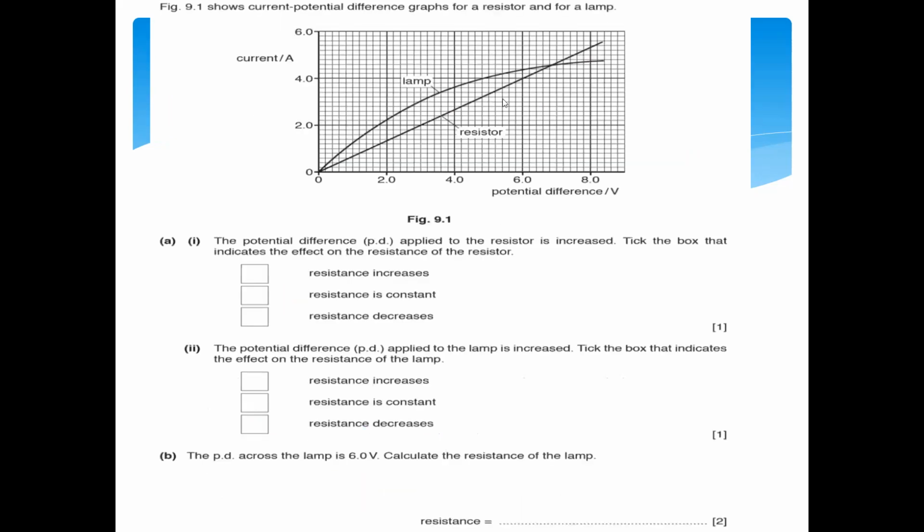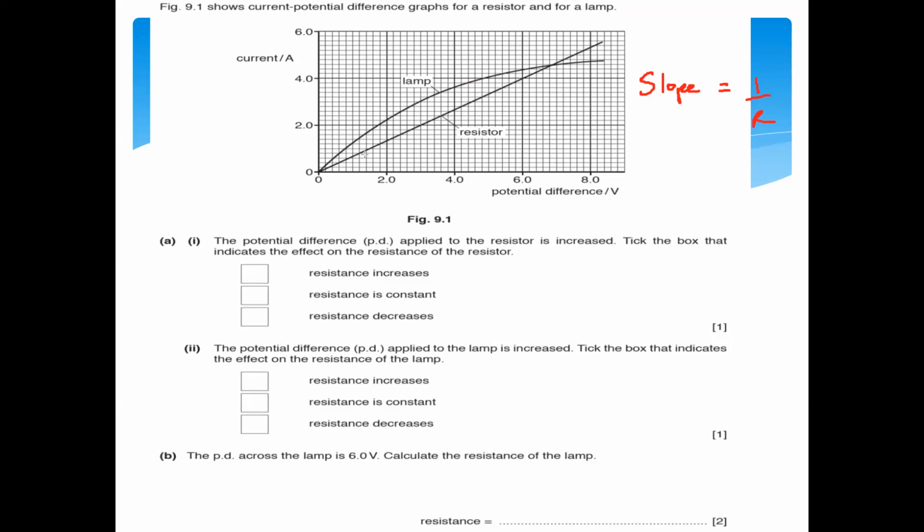Okay, another question. As you can see, this is also a similar question. The voltage is on the x-axis and the current is on the y-axis. So what does the slope represent? Slope is the reciprocal of the resistance. Now, the question is, the potential applied across the resistors is increased. Take the box that indicates the effect on the resistance.